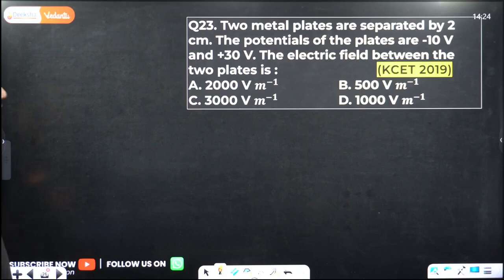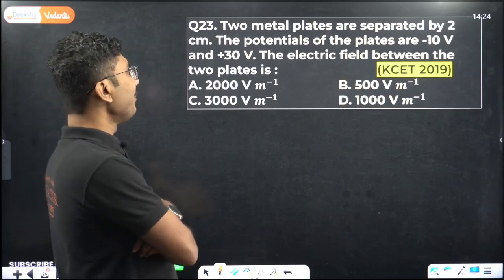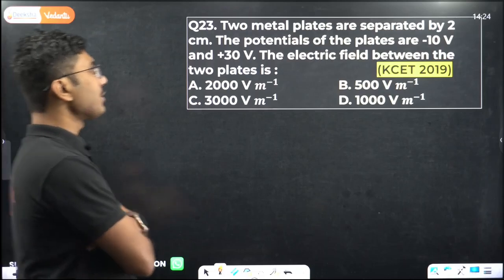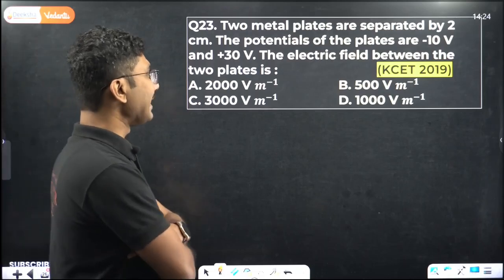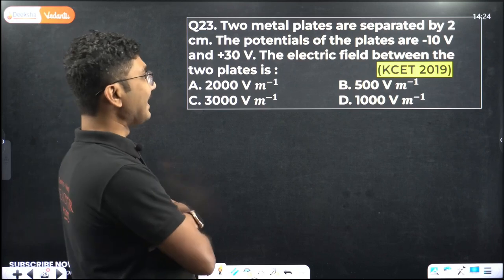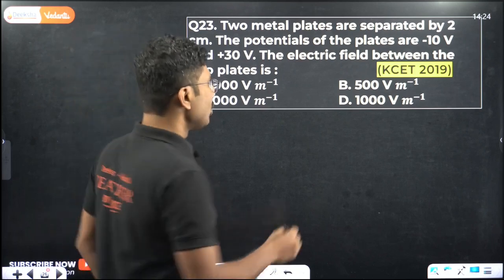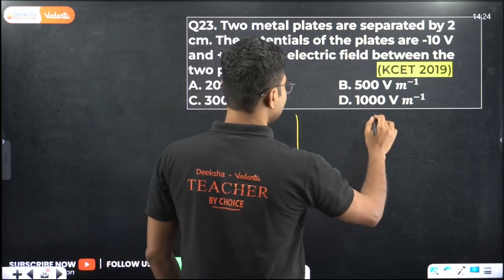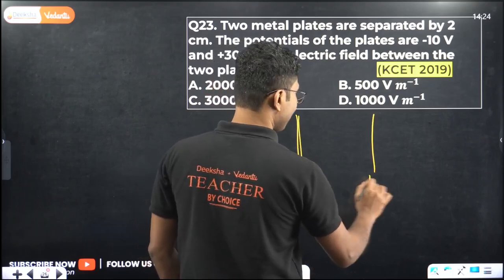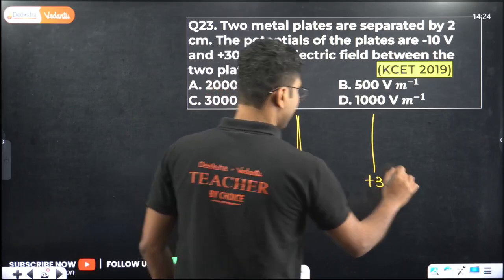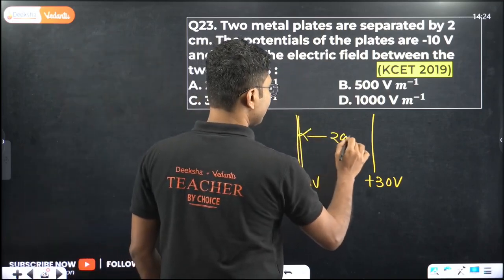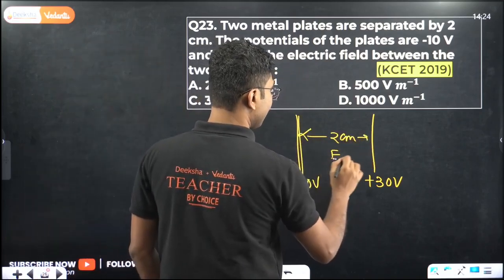4 microfarad. Two metal plates are separated by 2 centimeter. The potentials of the plates are minus 10 volt and plus 30 volt. The electric field between the plates is. So two plates are separated. One has, say, minus 10 volt, one has plus 30 volt. The distance is 2 centimeter. The separation between them is 2 centimeter. What is the electric field between them?